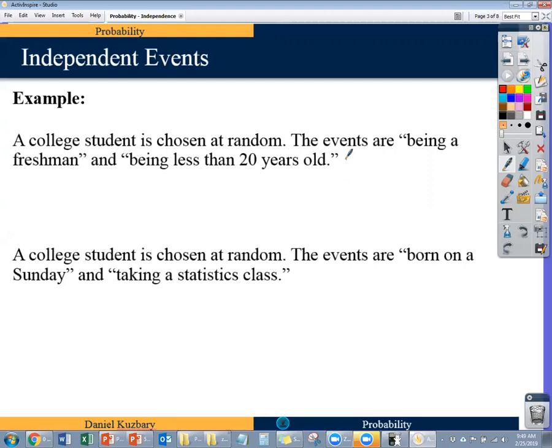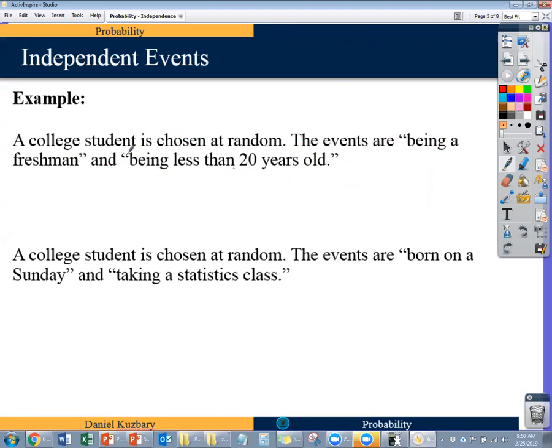The answer is yes, because by and large in colleges, most of the students in the freshman class are going to be under 20 years old. They're going to be around 17 to 19. We know that not every single freshman is under 20, but if we already know that one of these is true, does it affect the chance the other one's true? And the answer is yes.